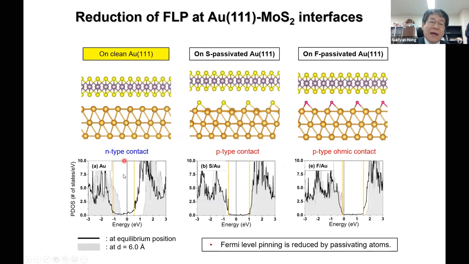And as a result, we find some density of states plots, and here you can see the n-type contact using the clean gold surface as expected, and using sulfur passivated and fluorine passivated gold surfaces, we can have a p-type contact, which is different from the case of using the clean surface. And here, even the fluorine passivated gold surface showed almost ohmic contact. This Fermi level is very close to the valence band maximum.